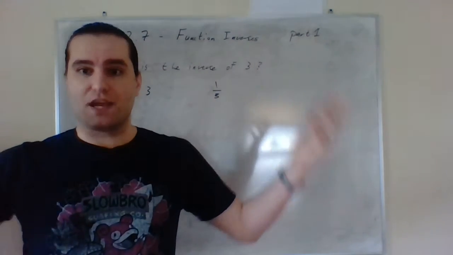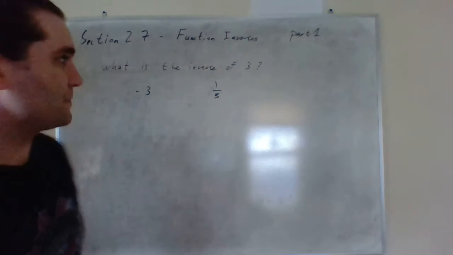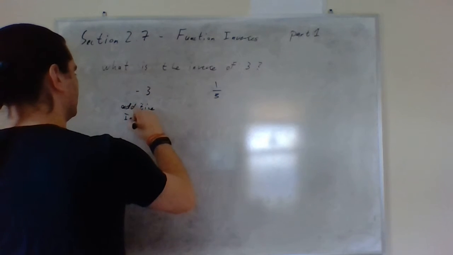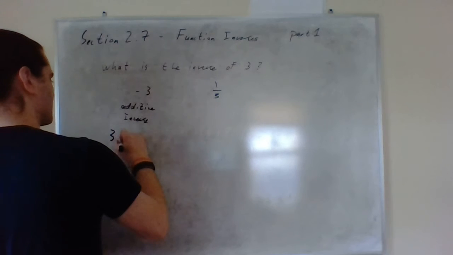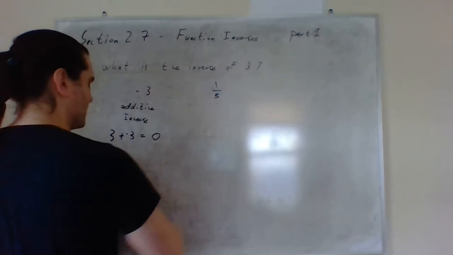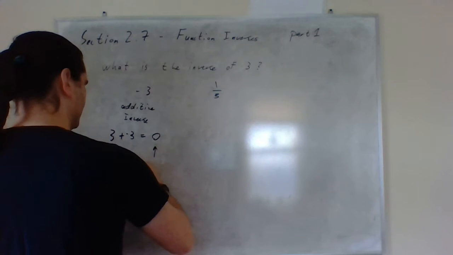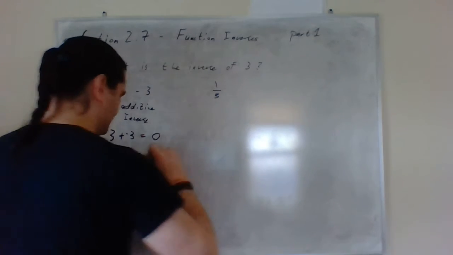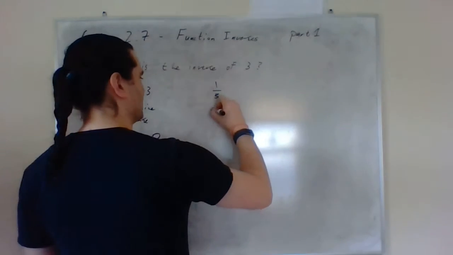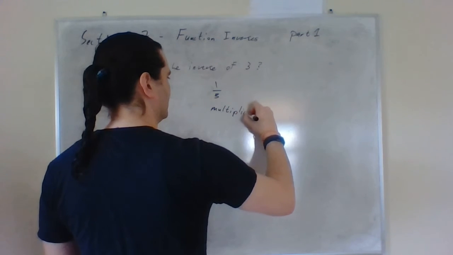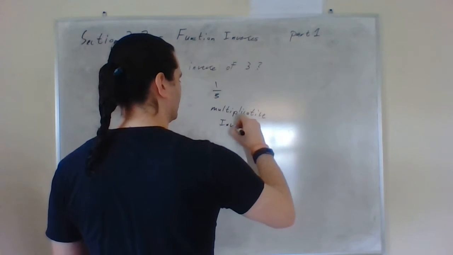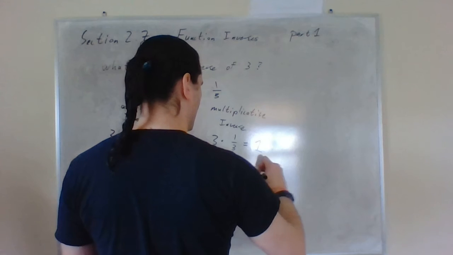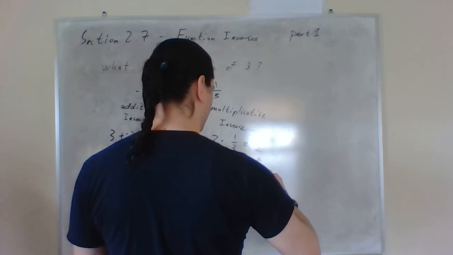Before I get to tell you that they are both the inverse of 3, this is the additive inverse because 3 plus -3 is 0, and 0 is the additive identity. This is the multiplicative inverse because 3 times 1/3 is 1, and this is the multiplicative identity.